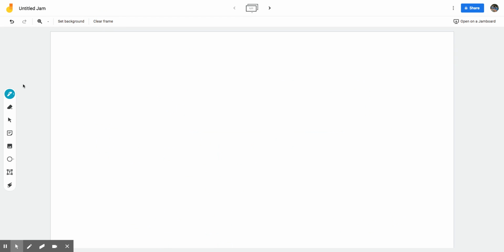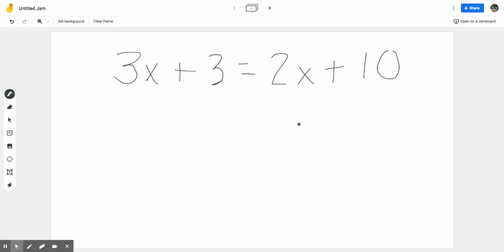Right, let's try another one. I'm going to go back to my regular marker. So let's say that I have 3x plus 3 is equal to 2x plus 10. I don't know why I did 10 again, but whatever.